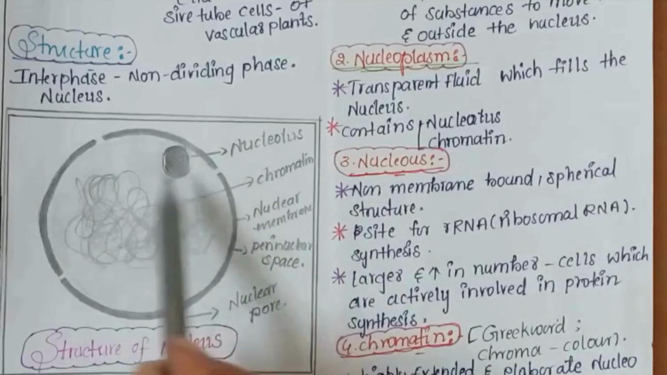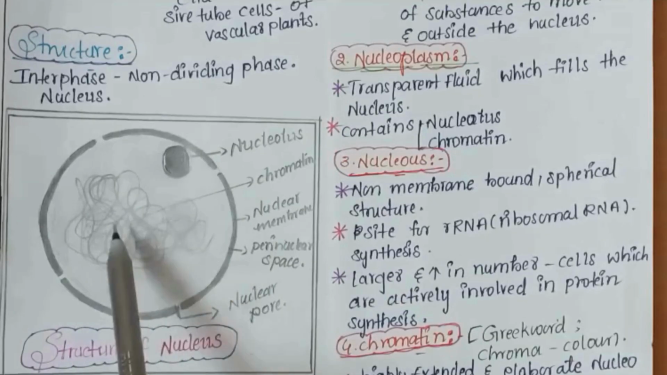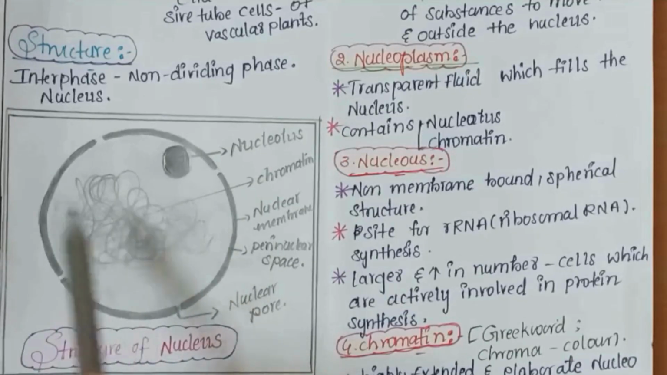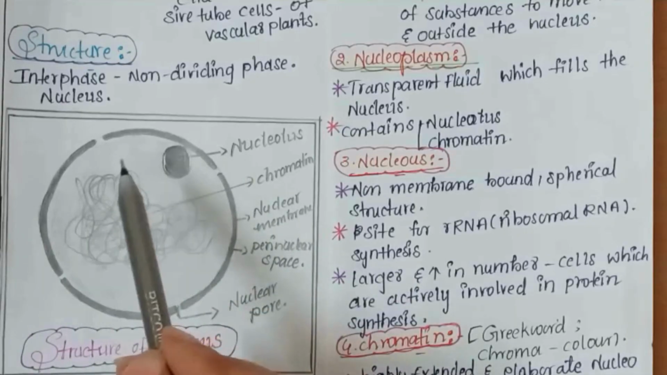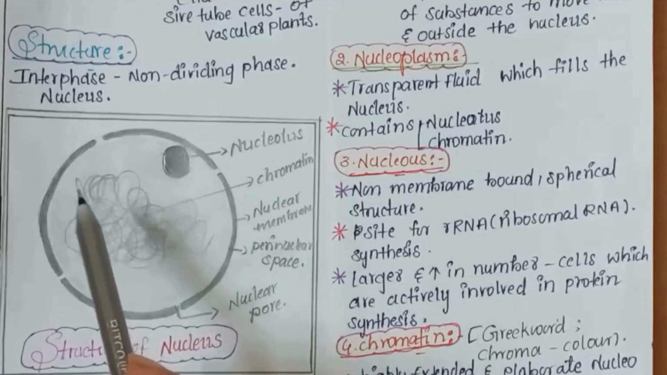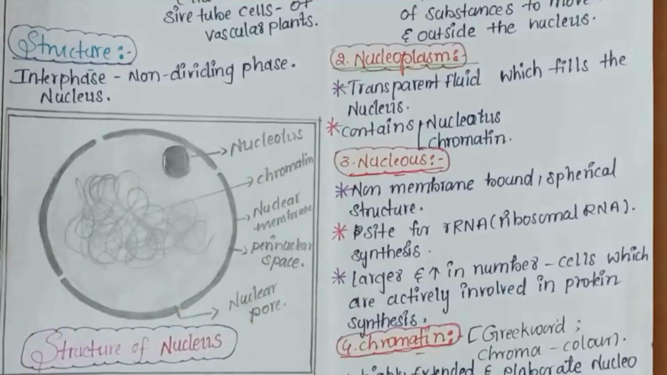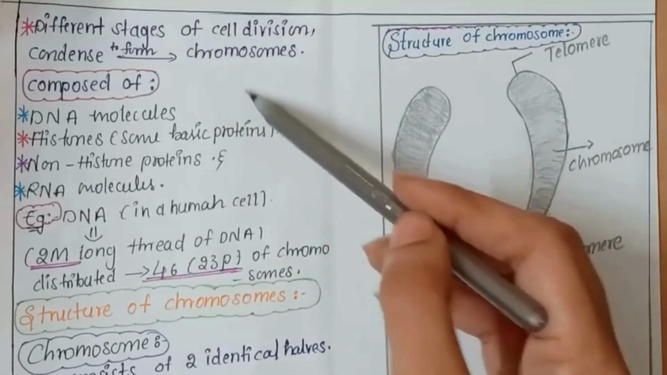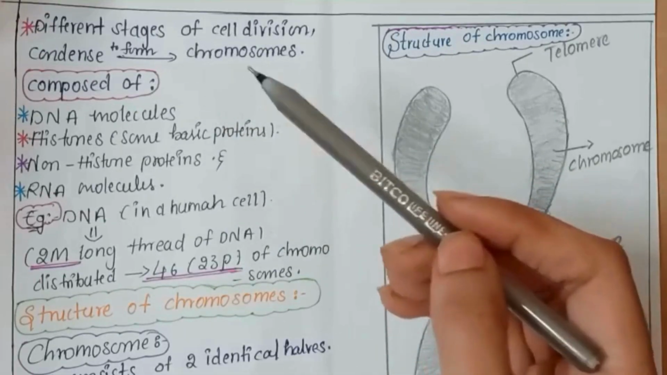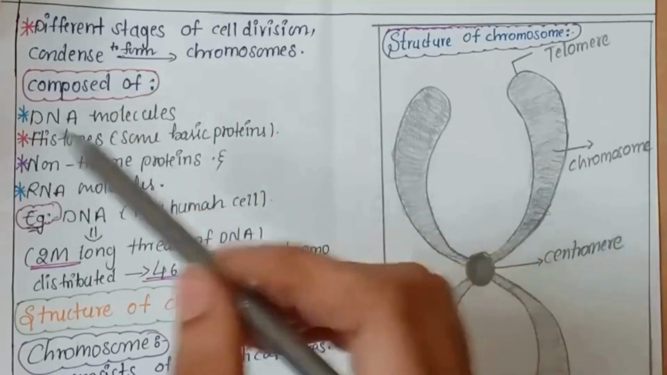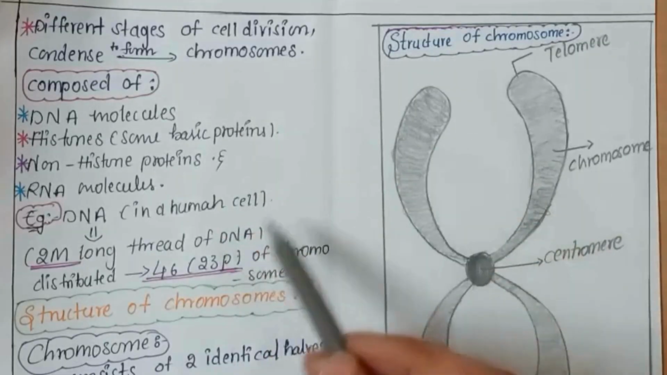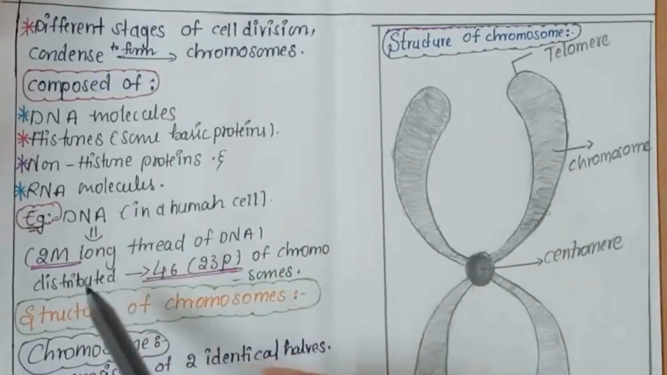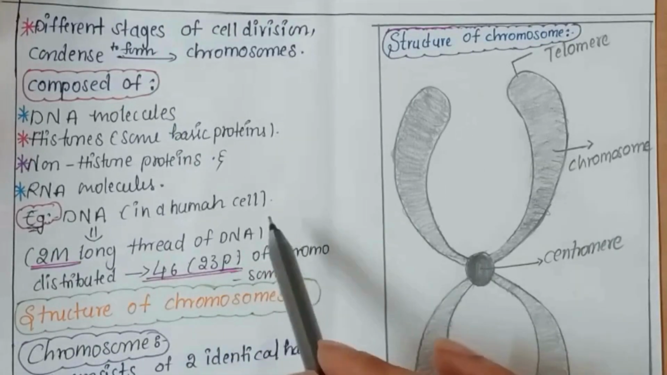Coming to the chromatin material, it's a Greek word where chroma means color. It is a highly extended and elaborate nucleoprotein fiber. It was named by scientist Fleming based on its ability to stain with some of the basic dyes. And this chromatin material is composed of DNA molecules, some basic proteins like histones, non-histone proteins, and RNA molecules. In a human cell, the DNA, which is a 2 meter long thread-like structure, is distributed among 23 pairs of chromosomes.